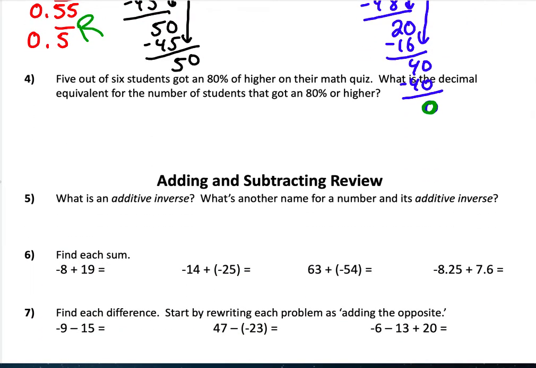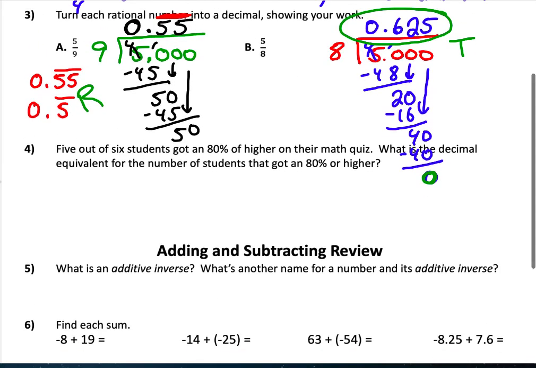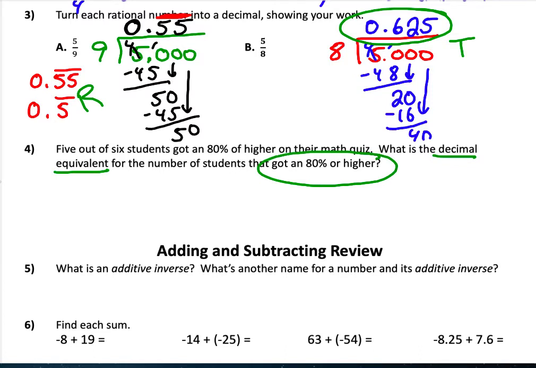The next one says 5 out of 6 students got an 80% or higher on their math quiz. What is the decimal equivalent? Basically, that just means turn it into a decimal for the students who got an 80% or higher. Well, it told me 5 out of 6 students. I can write that as a fraction, 5 out of 6, but it wants it as a decimal. So 5 divided by 6.